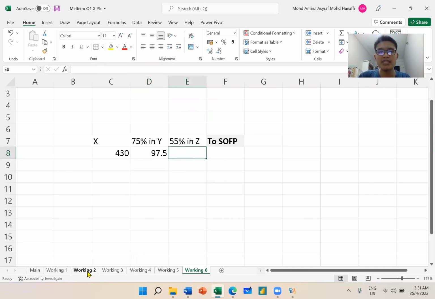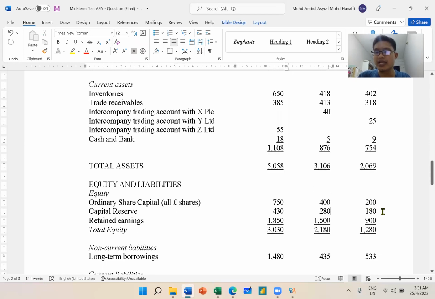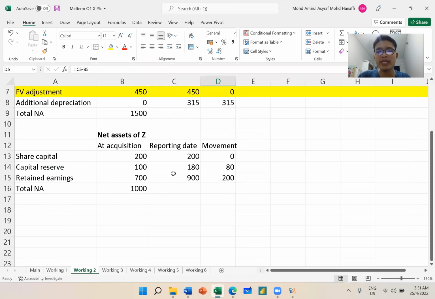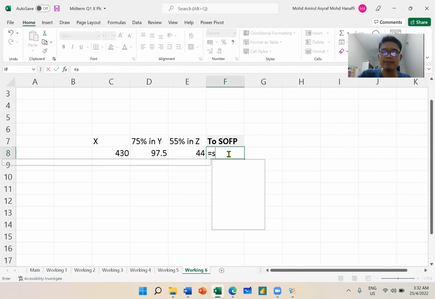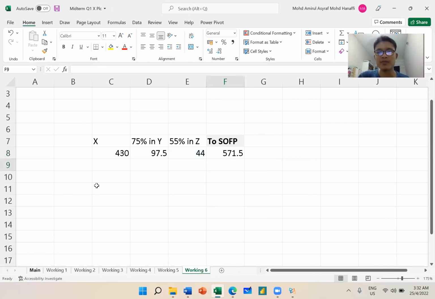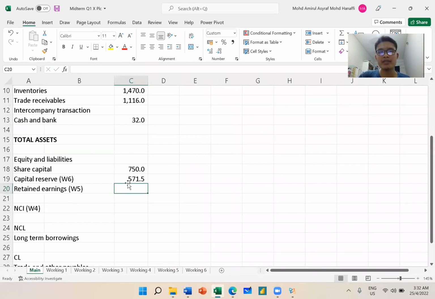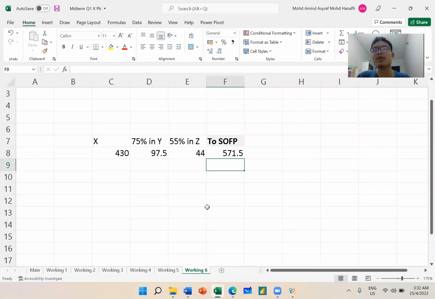That's it. What about Z? If you look at the SOFP, the capital reserve of Z is 180, but you don't take it from there. 180 here is the reporting date value, but you take the difference, which is 80. Okay, 80 belongs to the group, but out of 80, only 55% belongs to the parent. Therefore, when you sum up, you get 571.5, which is what you put in your main statement here. So it is another separate working for capital reserve.